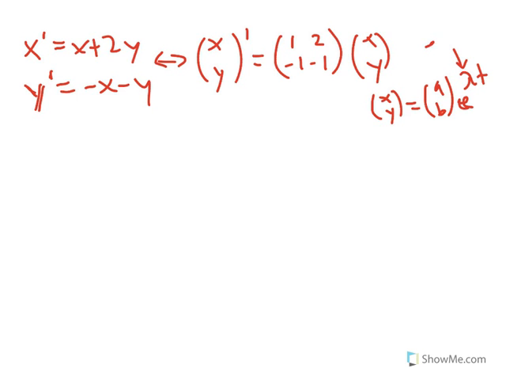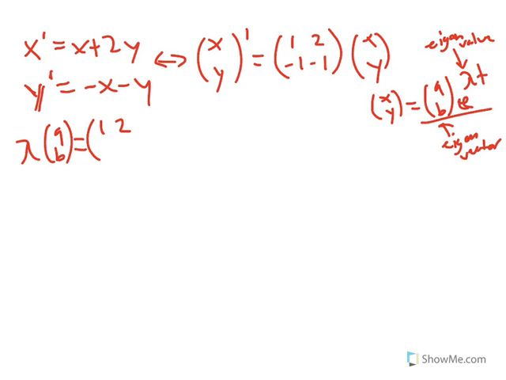This is our eigenvalue. This is our eigenvector. Now if we have this guess and we plug it in, I'll skip some steps. What you end up getting is lambda times (a, b) equals the matrix 1, 2, negative 1, negative 1 times (a, b). That's what you end up getting.